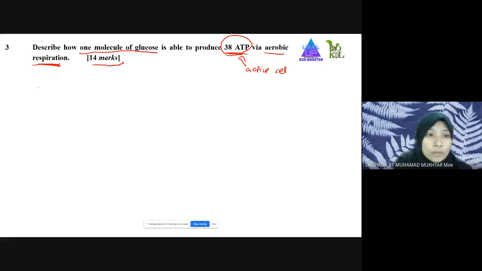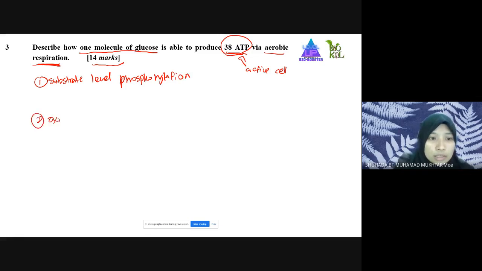Okay, so first awak mention substrate level phosphorylation. Okay, ni kita buat rangka je dulu. Kedua ialah oxidative phosphorylation. Okay, so these are the two processes where ATP are produced in the aerobic respiration. So we have substrate level phosphorylation and oxidative phosphorylation.